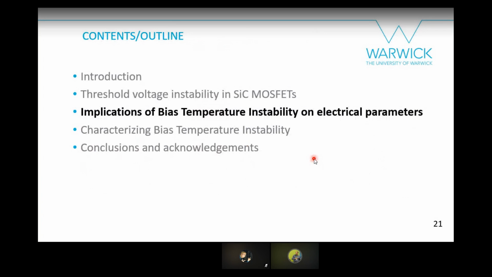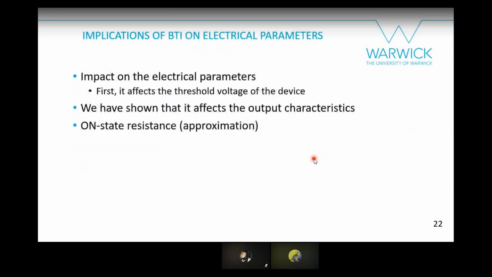So let's evaluate now that we know that BTI happens, that it affects the transfer and output, what are the implications on the electrical parameters? So the first thing is that it affects the threshold voltage. We have shown that it affects the output characteristics. So that's the on-state resistance. Let's analyze this a bit in detail.